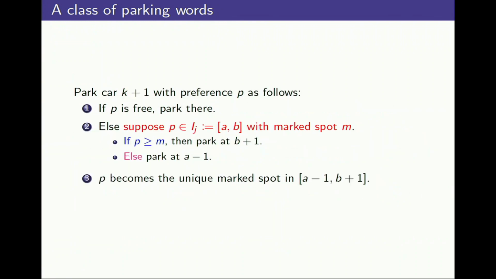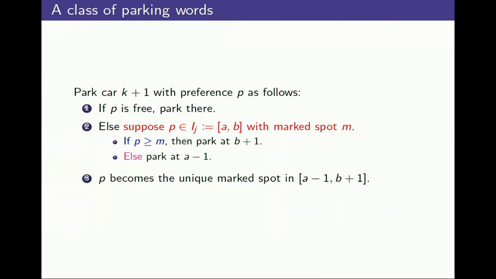Okay, so here's the actual procedure. Here's the move. You've parked k cars already. You're at some intermediate stage. Car k plus 1 comes in. It has a preferred spot P. Well, here are the rules. If the spot's free, take it. Otherwise, the spot's occupied. If the spot's occupied, look at the entire interval of occupied spots, and now you're going to make a choice whether to keep going down or whether to turn back and take the spot on the left extreme or the right extreme.